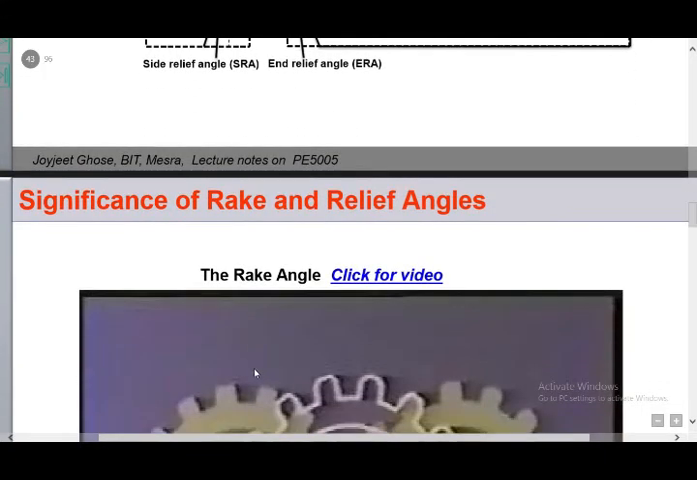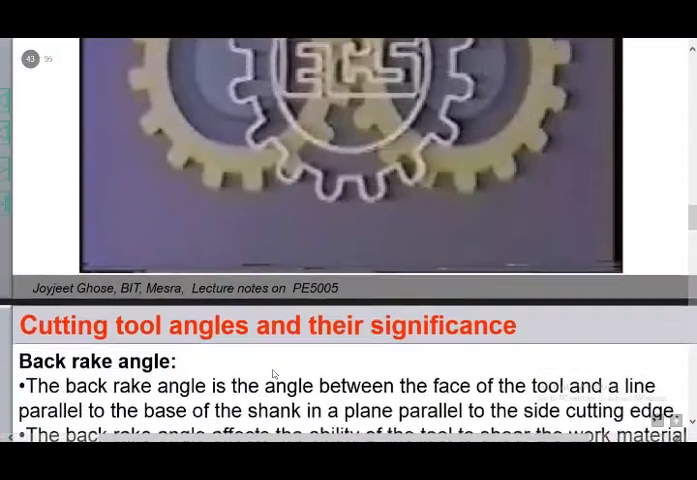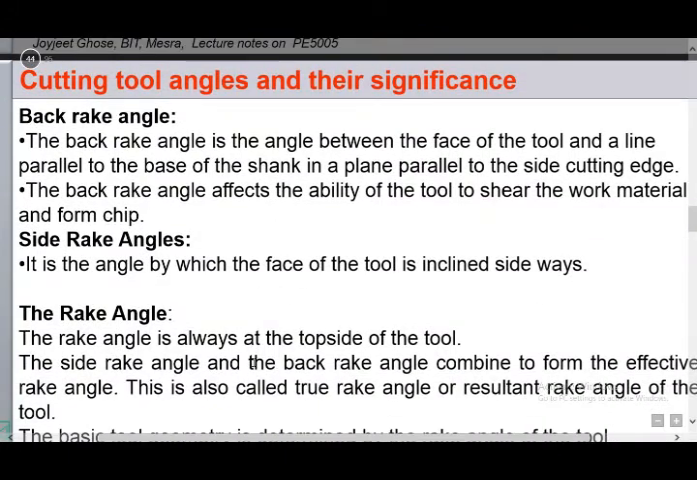Significance of rack angles. What is a back rack angle and side rack angle? Back rack angle measures the downward slope of the top surface of the tool from the nose to the rear along the longitudinal axis. Its purpose is to guide the direction of the chip flow. It also serves to protect the point of the cutting tool.